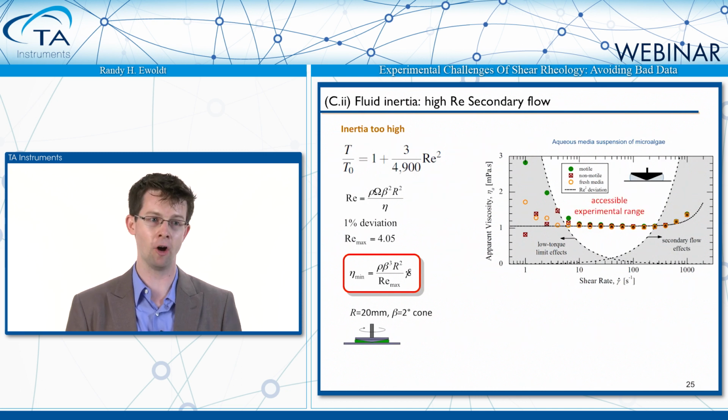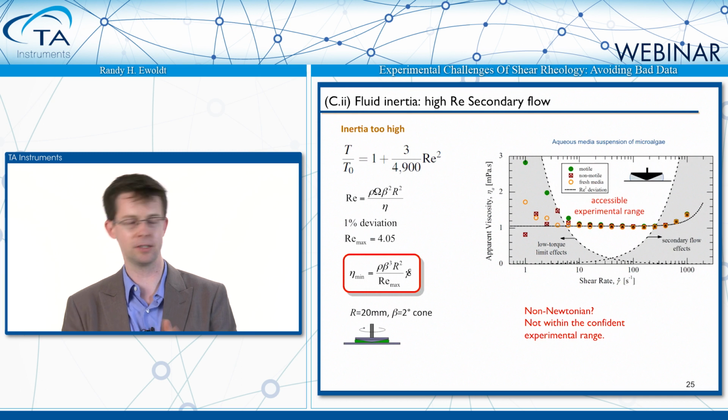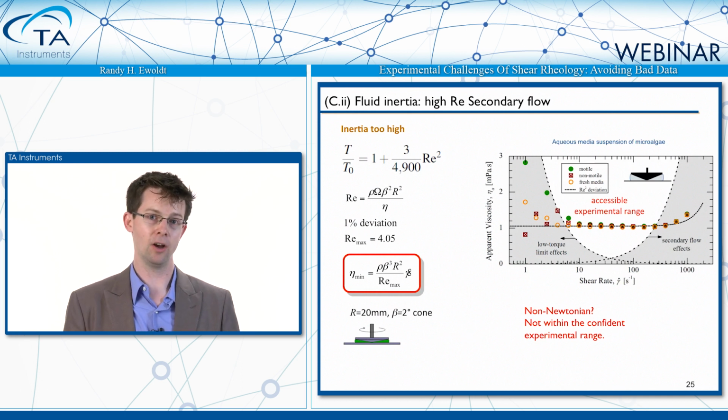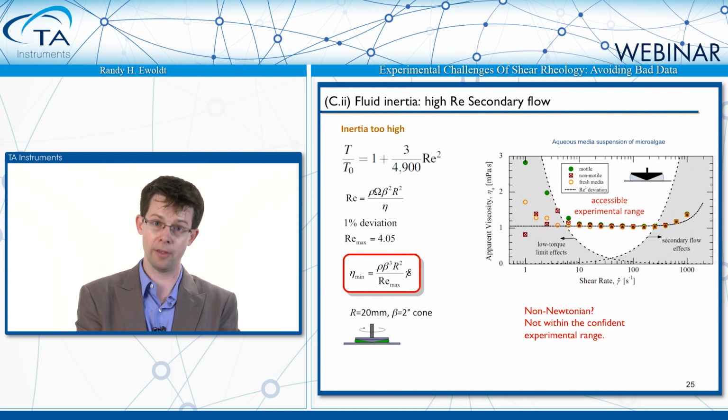Is this non-Newtonian at all? I would say within the accessible experimental range, it's Newtonian. I wouldn't be able to say anything confidently either below the low torque limit on your left or above the high Reynolds number limit on your right. And so how could you modify these boundaries? You could look back at the equations that define these boundaries, try to find some way to maybe separate them out, to lower them or to raise them.